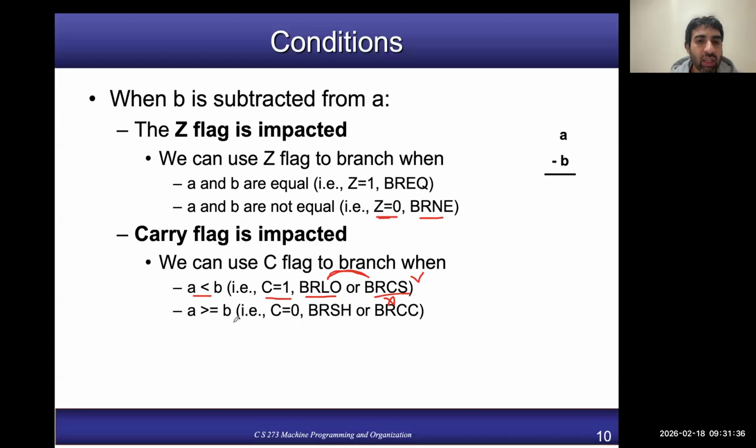And A is greater than or equal to B. For that, if we want to do the branch if A is greater than or equal to B, we can use the branch same or higher instruction, which tests the value of the C flag for 0. If it is equal to 0, it means A is greater than or equal to B, and then the jump is taken. For the same thing, we can also use the instruction branch if carry flag is cleared, because if A is greater than or equal to B, the value of C is equal to 0. So we are basically saying the same thing. Is it clear to everyone? Is there anything which is confusing?